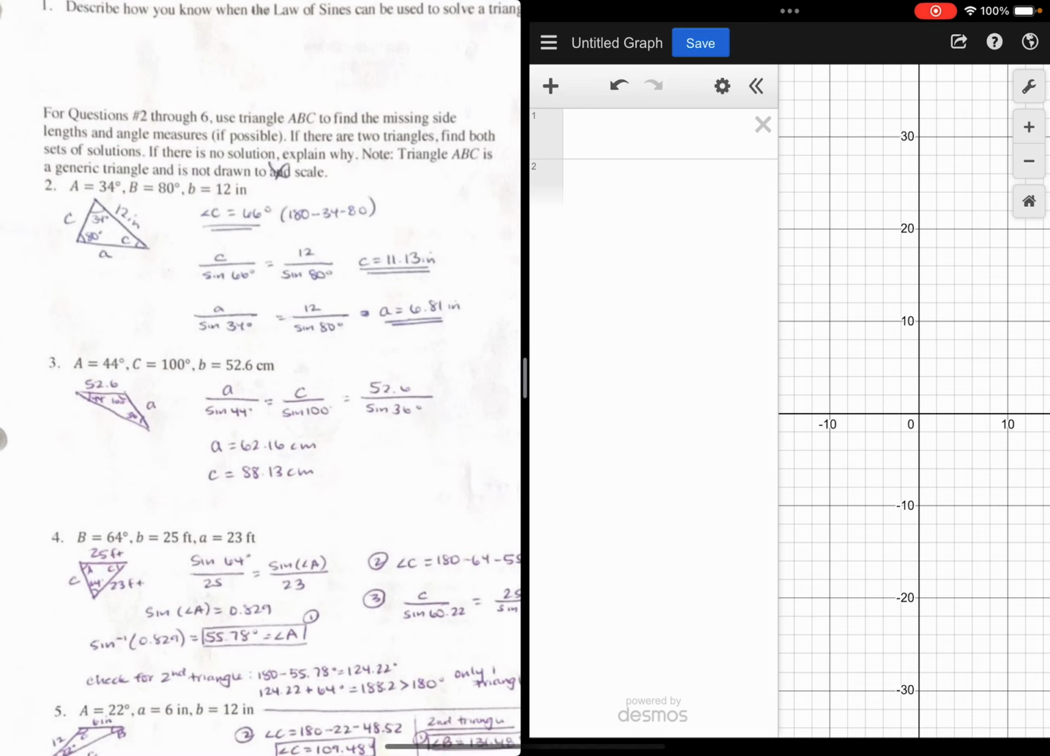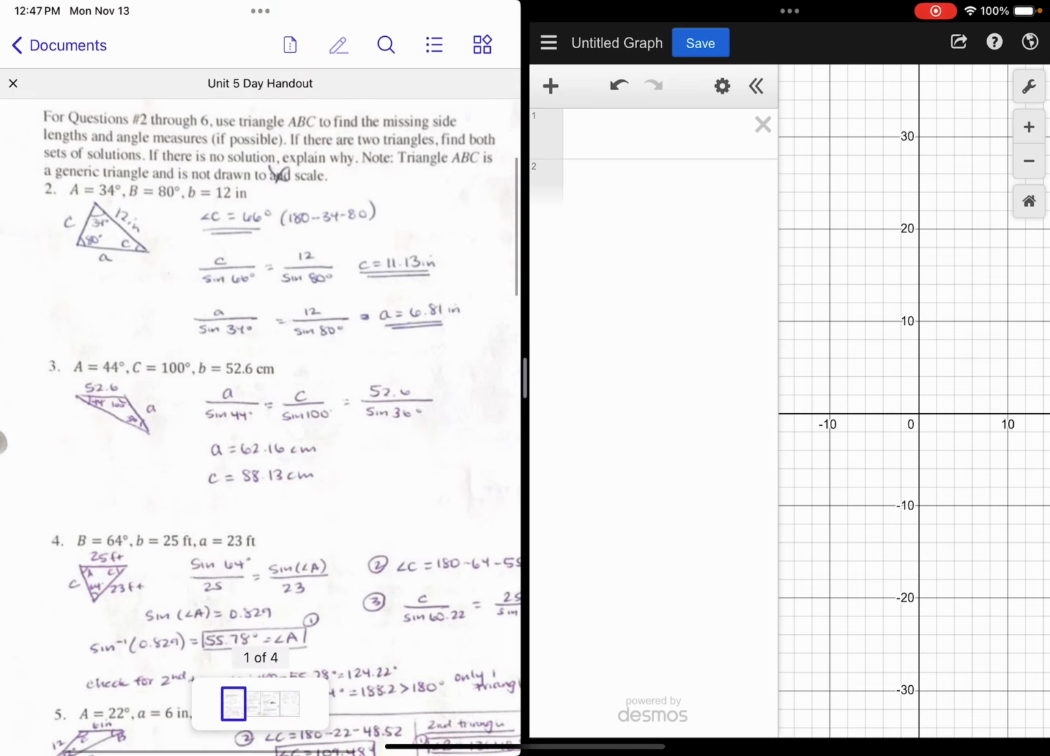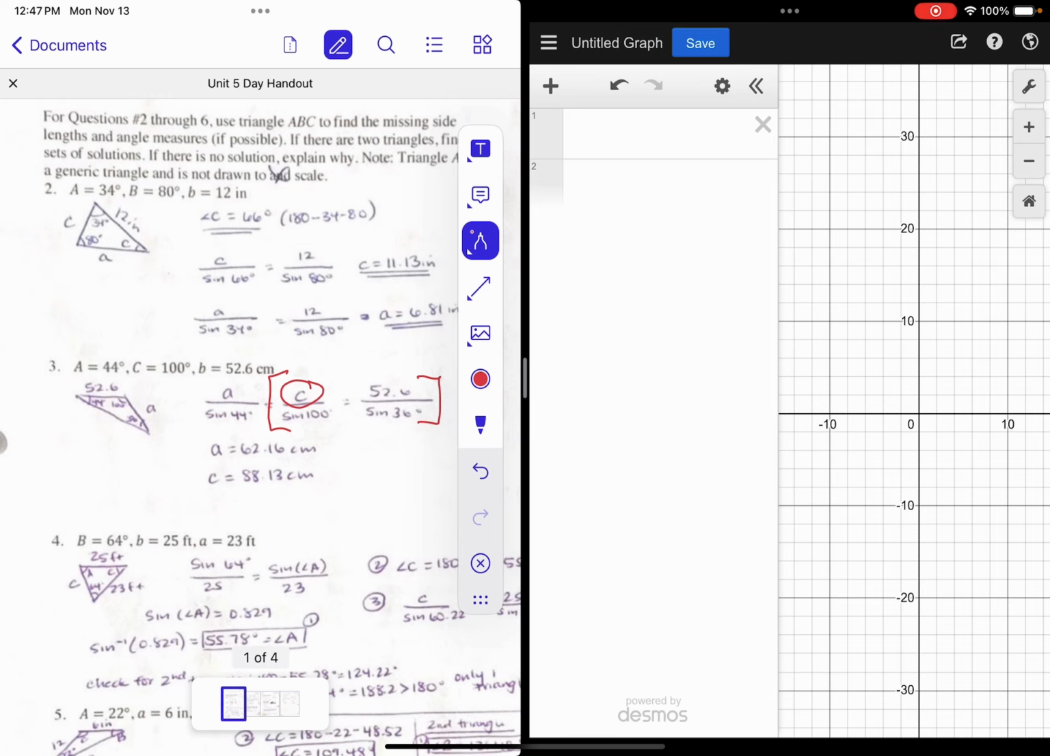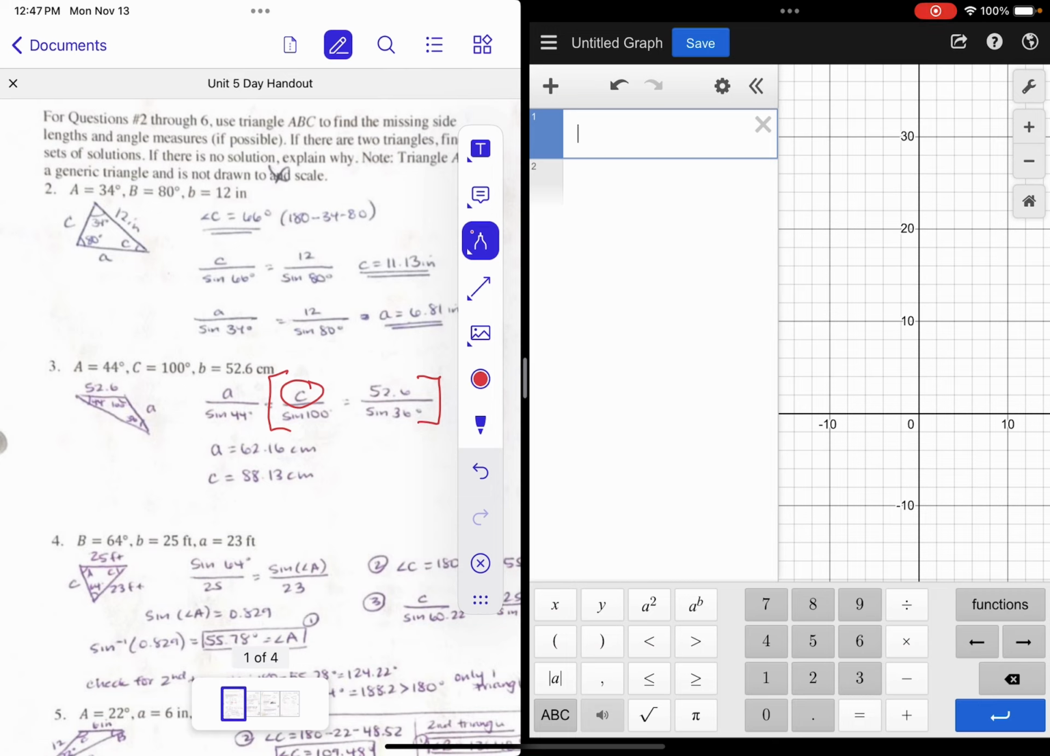Next, if I'm looking at number 3 here and I want to find C up here, think about this like an equation where I have 52.6 divided by sine of 36 degrees, and it's equal to C divided by sine of 100. Well, if I want C by itself, I'm going to multiply by sine of 100.